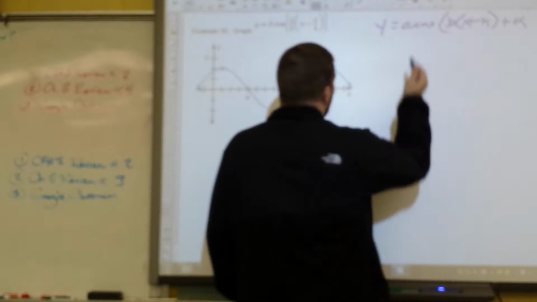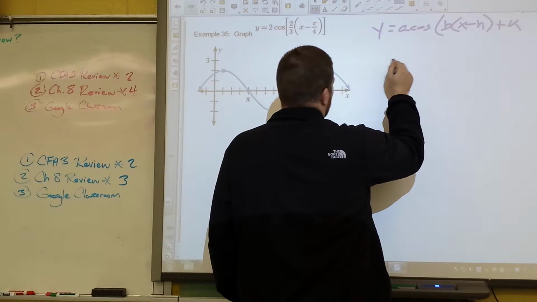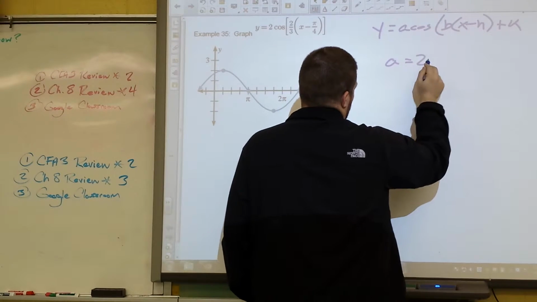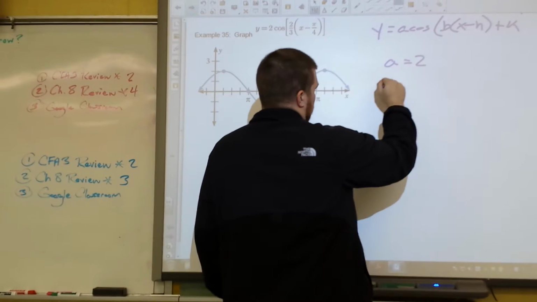So I have a cosine of b times x minus h plus k. Anyway, sorry about that. Based on the pattern, the number in front of the cosine is 2, so a equals 2. It's positive, so no reflection.